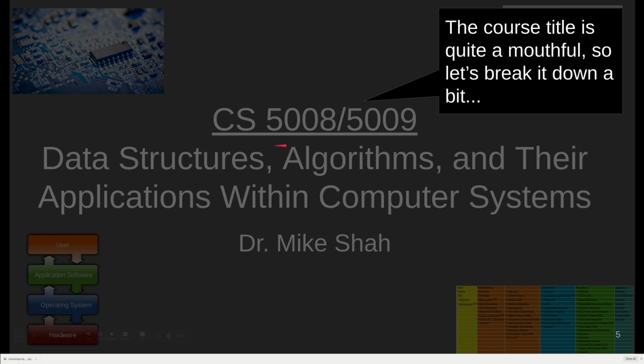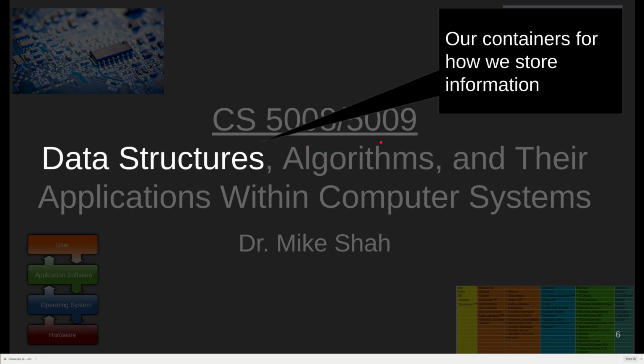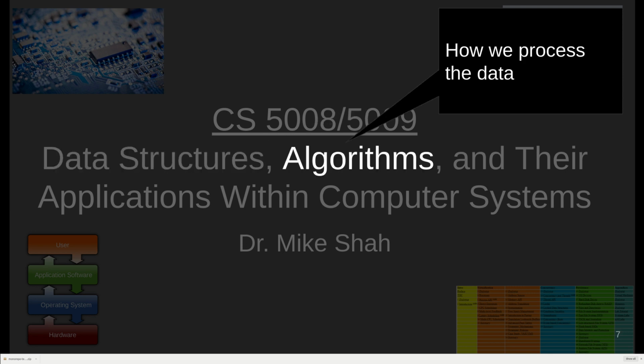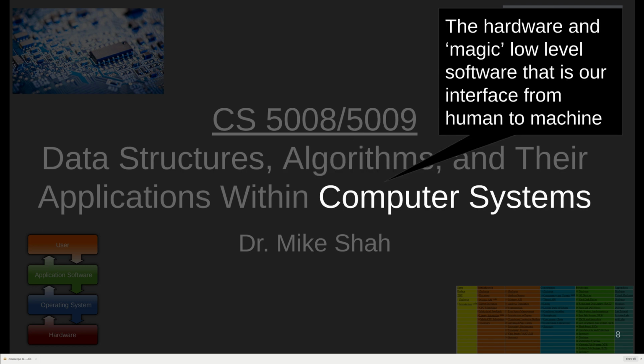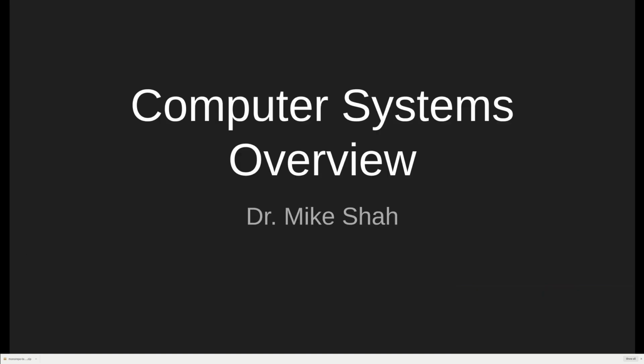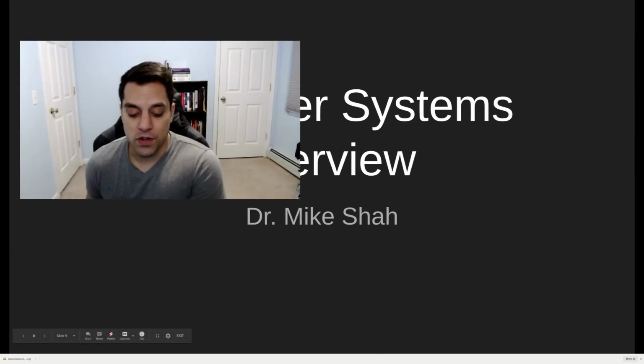I'm just going to call this course CS 5008, 5009 because it's a bit of a mouthful. But what are all these things? Well, data structures are our containers for how we store information. Algorithms are how we process the data. And computer systems are sort of this interface that lets us as humans talk with our machines, whether that's the operating system or maybe the electronics, like the hardware. That's sort of how I think about computer systems. And we want to peel away some of those different layers that let us talk to different pieces of our machine and really dive in and understand how the magic works. So that's our overview here for computer systems.